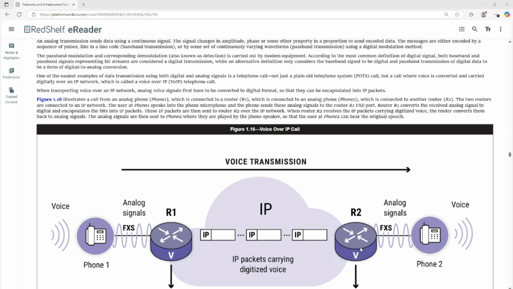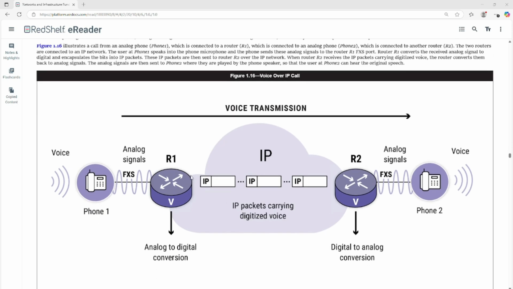Over the IP network. When router 2 receives the IP packets carrying the digital voice, the router converts them back to analog signals. The analog signals are then sent to phone 2, where they are played by the phone speaker so that the user at phone 2 can hear the original speech. It's basically simple, right?